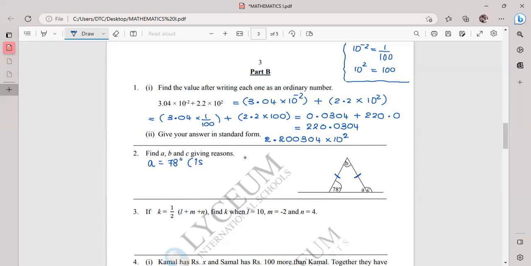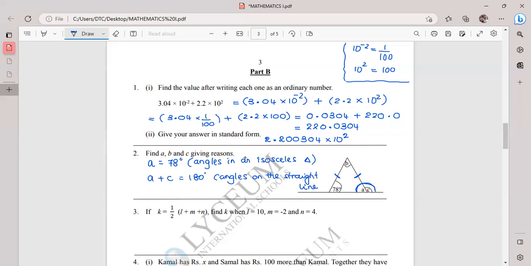So you can write the reason: angles in an isosceles triangle, right? Isosceles triangle. So then A plus C equals 180. Why? Angles on a straight line. Can you see that A plus C are on the straight line? You can write angles on the straight line. Right? That is the reason.